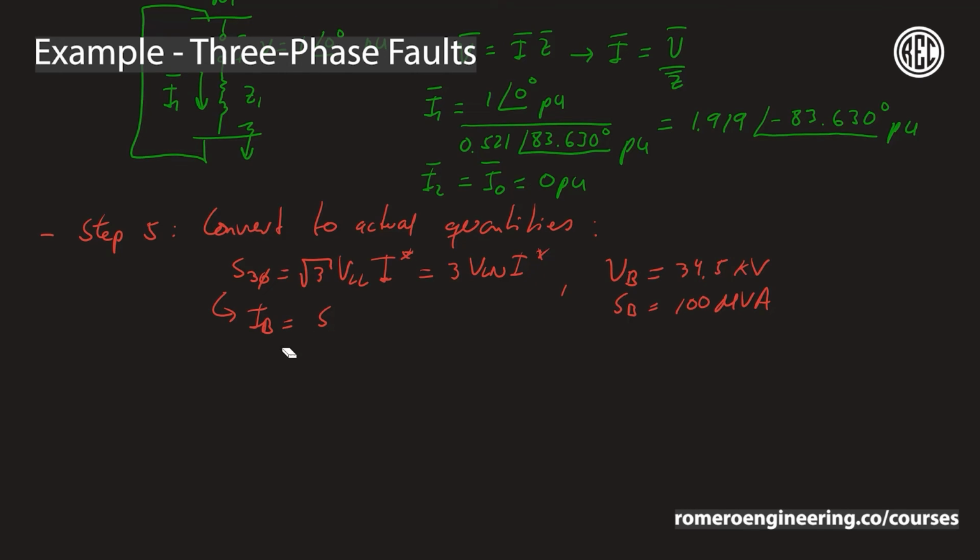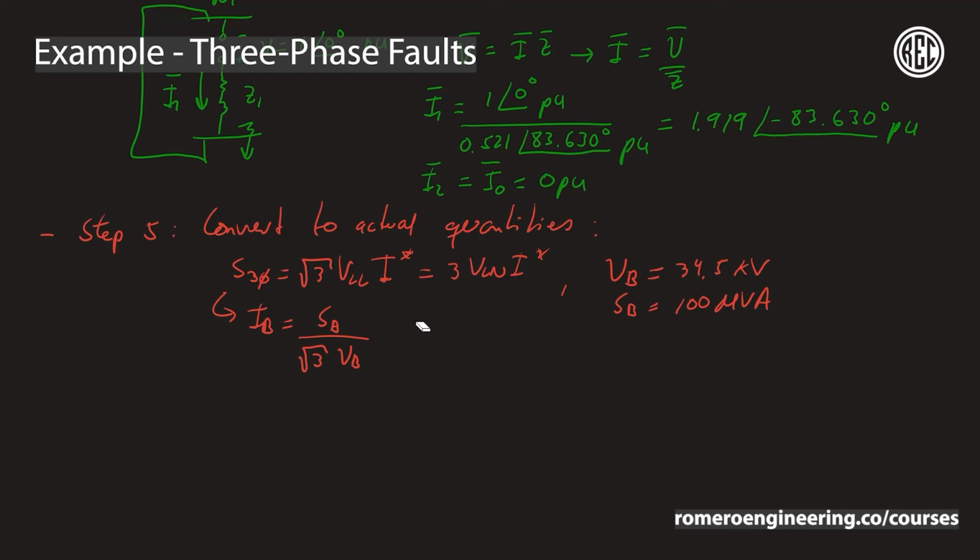Let me redraw this. So divided by square root of 3 times the voltage. And I'm going to say B's for bases. So the base current is equal to the base power, SB, divided by square root of 3 times VB. That comes from this equation, which again is the equation for the apparent power in a 3-phase system, and based on the fact that we're using the line-to-line voltage for the base voltage in our calculations.